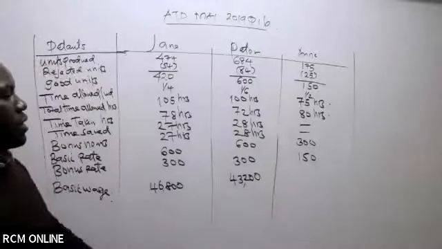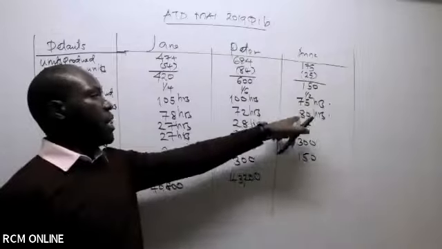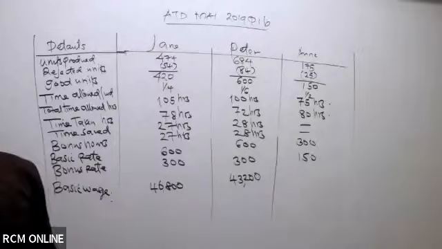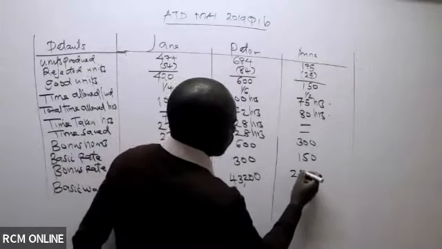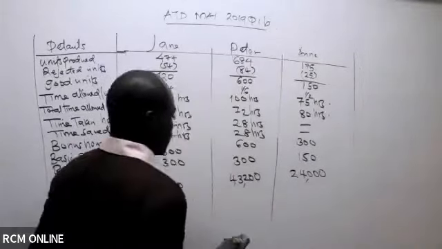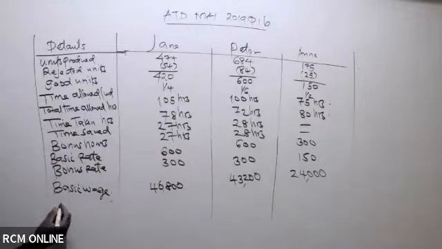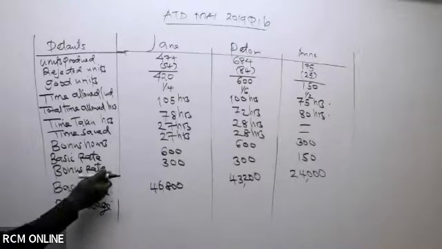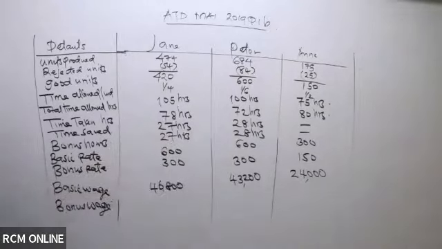Then we take the last one, 300 multiplied by 80. What is it? 24,000. That is the basic wage. So let's go to the bonus wage. For the bonus wage, we take bonus hours multiplied by the bonus rate. Our bonus hours is 27 by 300. What are you getting? Is it 80 or 75?